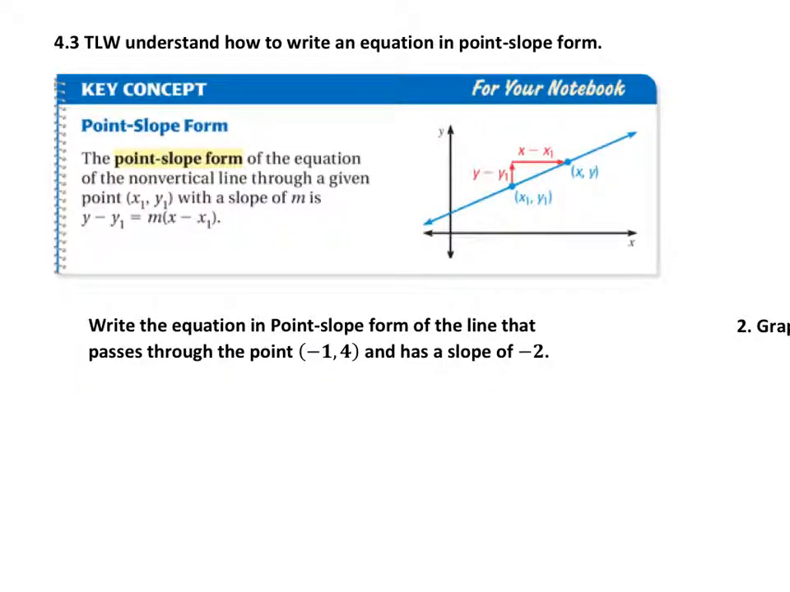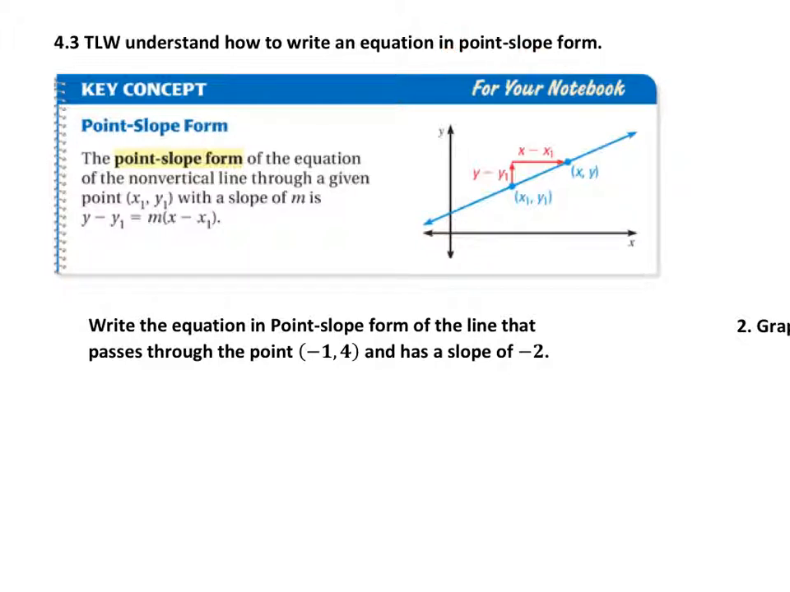Alright guys, today's goal: the learner will understand how to write an equation in point-slope form. So far we've only talked about slope-intercept form. Now we're going to learn another one called point-slope form. It's exactly what it says. You're writing it when you're given one point and the slope.